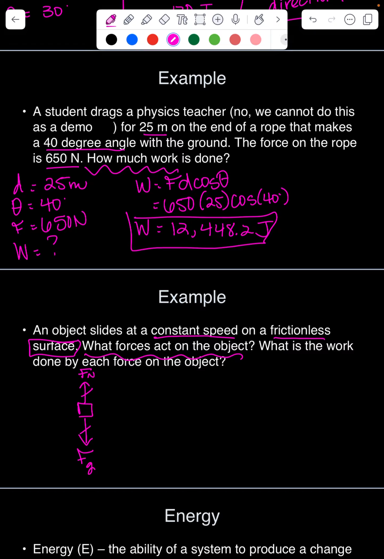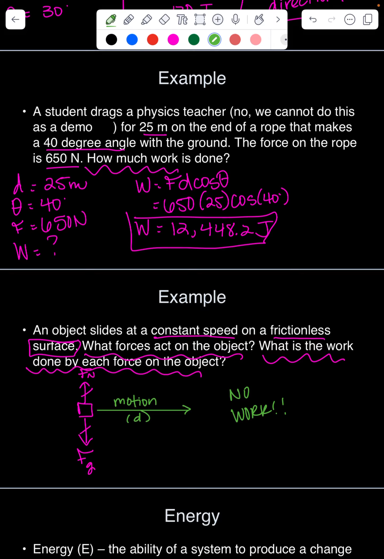The second thing that I asked you is, what is the work done by each force on the object? Okay, so I want to find the numerical value for the work done by each of these forces. I know that this object is sliding across a surface, so its motion is horizontal, which means its displacement is horizontal. Well, we know that our forces are vertical and our displacement is horizontal. If that is the case, then these forces are doing no work on this object.